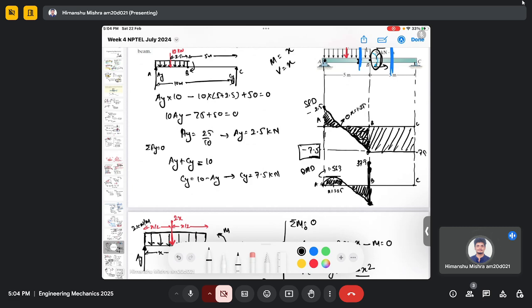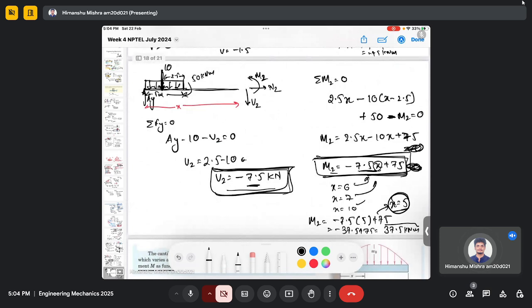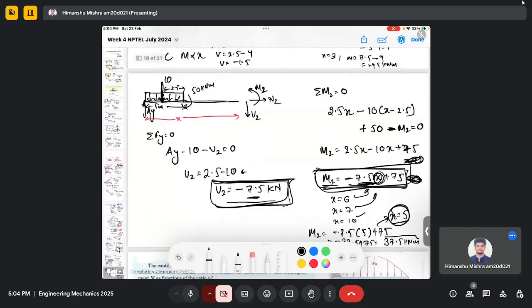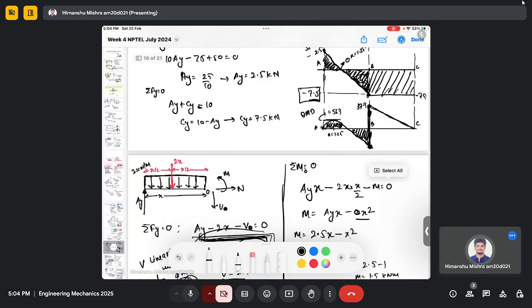So there is a jump to 37.5, and after that it is linearly varying, obeying this relation. So from this relation, you can see it is linearly varying. So this is minus 7.5x. As you keep increasing x, you can see that the bending moment is linearly going down because of this minus 7.5x. At x equals 10, it will become minus 75 plus 75. It will be 0.